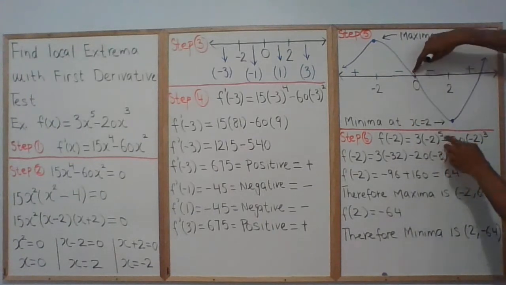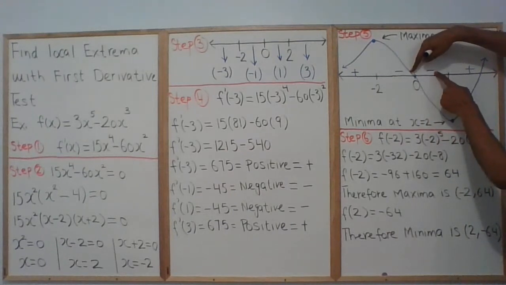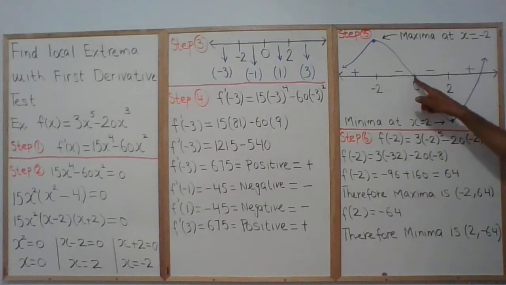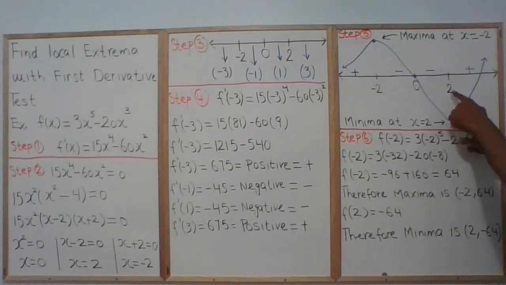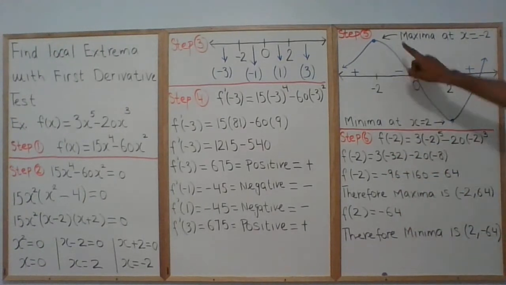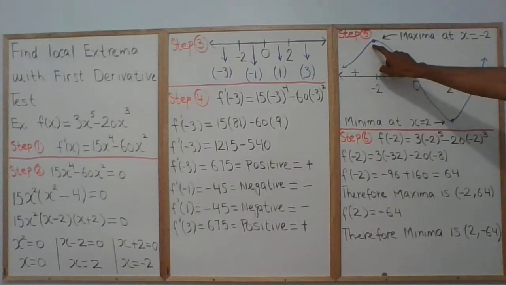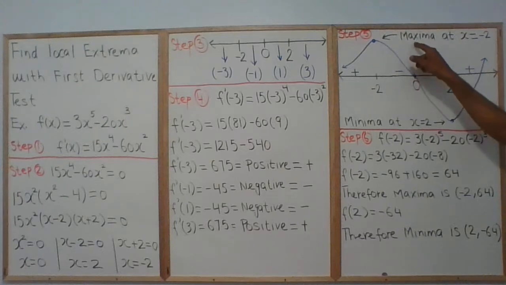Stop at 0. Now look for the sign between 0 and 2, which is negative again. So it means it's going to keep decreasing. Now stop at 2. Now on this side of 2, we have a positive sign. It means starting from 2, the graph will start increasing like that. So now you can see that that point is the highest point of this graph, maxima. So we call it maxima.